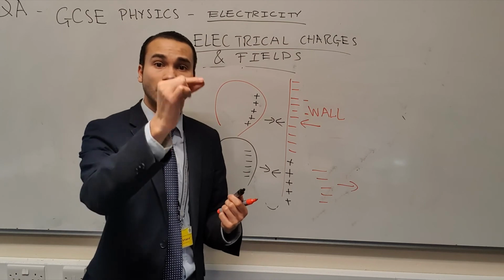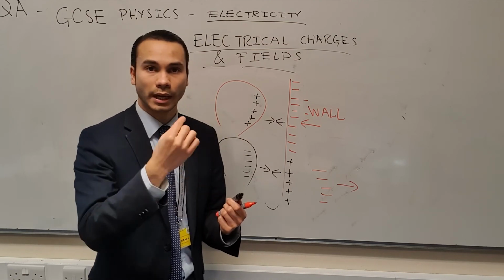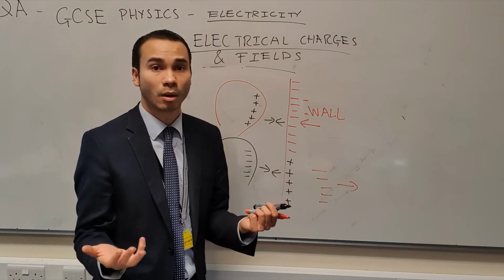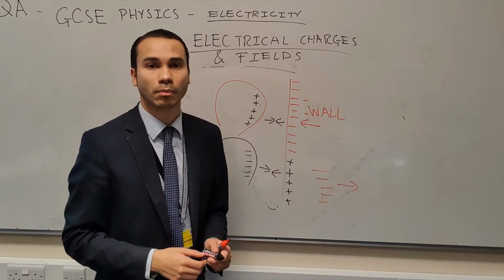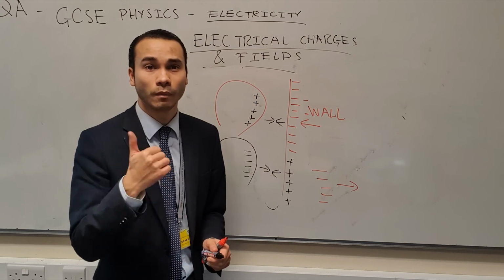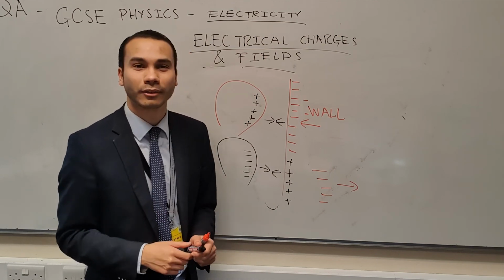Why is that? Because it's located on the outside of the atom, and it's also a lot lighter than the protons. It takes a huge amount of energy to remove a proton from the nucleus. Hopefully that's helpful, and all the best in your exams.